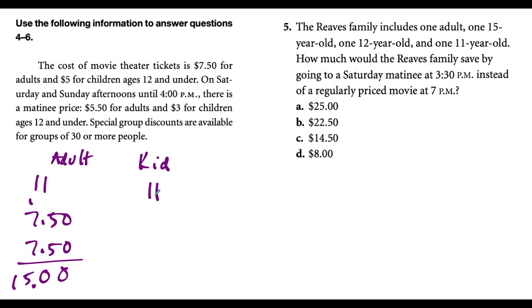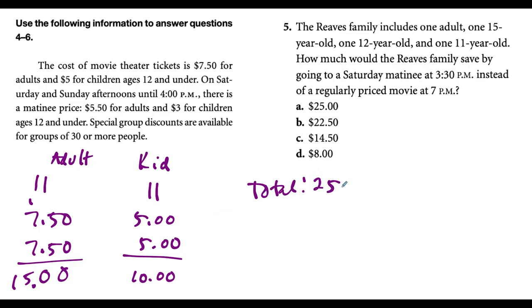But two kid tickets, they're $5 each. So two kid tickets are going to be $10. So that means their total bill as of now is going to be $25. But we want to know how much money would the Reeves family save by going to a Saturday matinee instead. Well, the $7.50 tickets are going to drop down to $5.50.